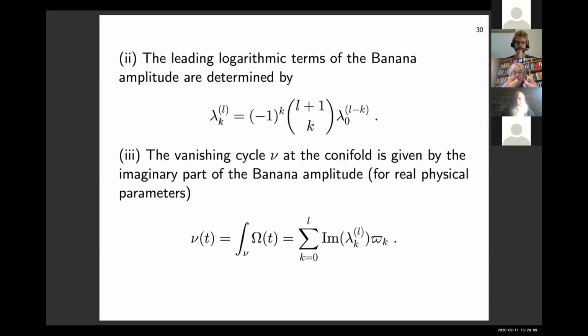And then the vanishing cycle at the conifold, which is the integral over an S3. So nu has the topology of an S3 and gives a square root cut in the even case and the shift log in the odd case. This is given just by the imaginary part of these lambdas, so generated. So it's also completely fixed. What is the vanishing cycle at this point?